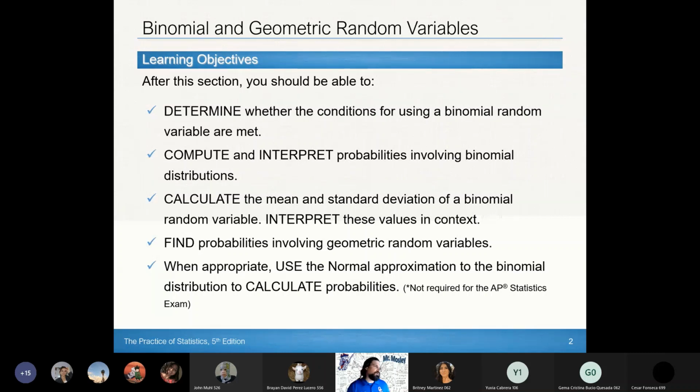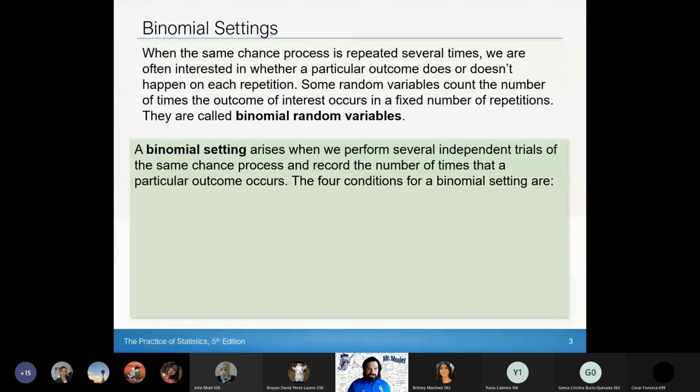Okay, so this is what our goal is for today. It's going to be a good chunk of stuff. So first, binomial settings. What is a binomial setting?